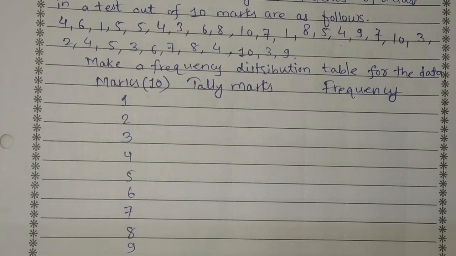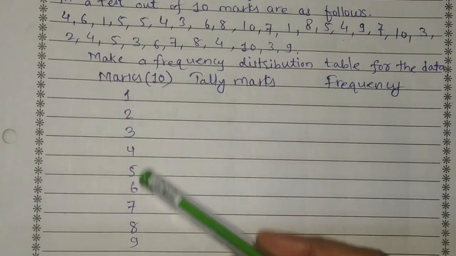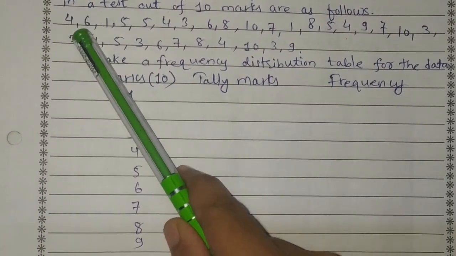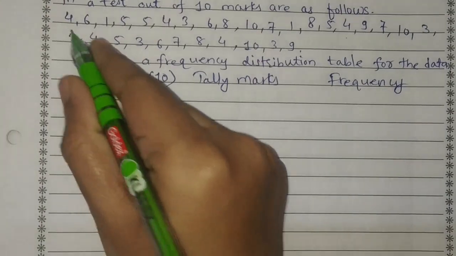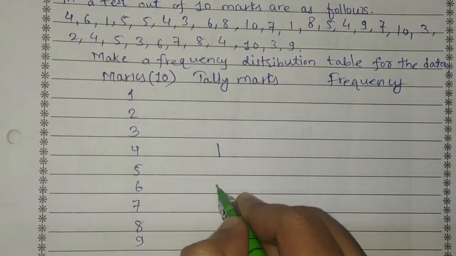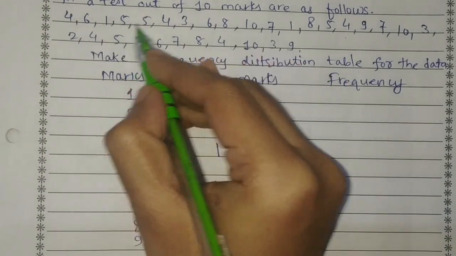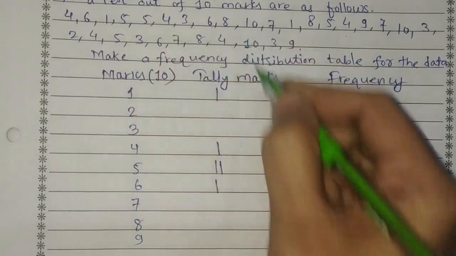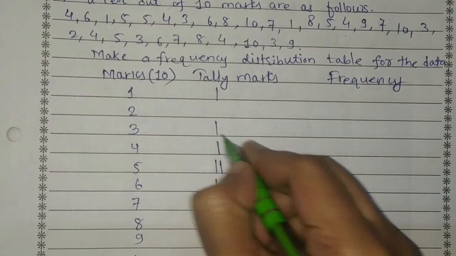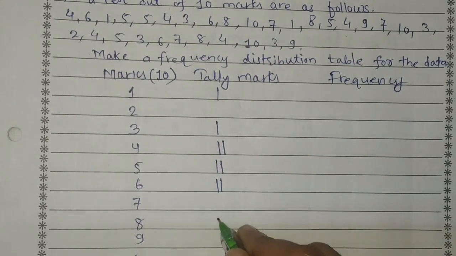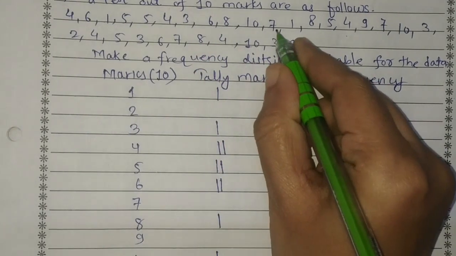So here you can see the data is written as 1 to 10. Now we will make the tally marks, starting from 4, 6, 1. First is 4, so we'll take one vertical line for 4. Then 6. Then 1, then 5, 5 two times, so we'll take two vertical lines, then 4, 3, 3 is 1 and 4 is 1, then 6, 8, 10, 7, 1, 8.